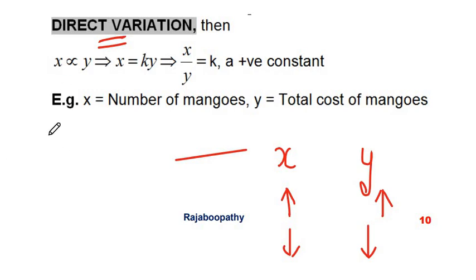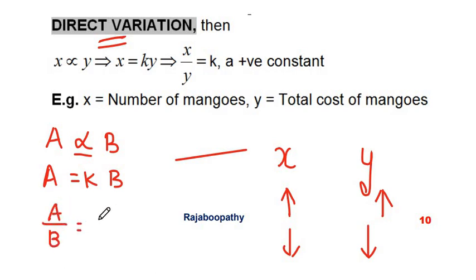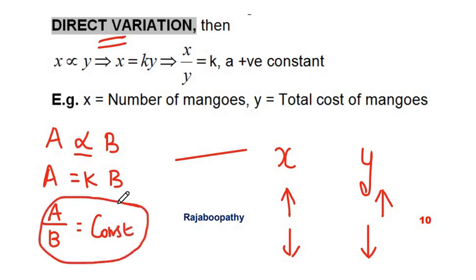How do we write this? A is directly proportional to B. So whenever we replace this sign, then we add what? Constant. I will explain why we add the constant. So that means A by B equal to constant. So this is direct variation.